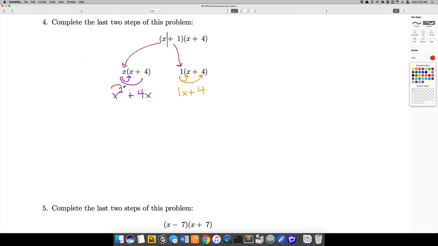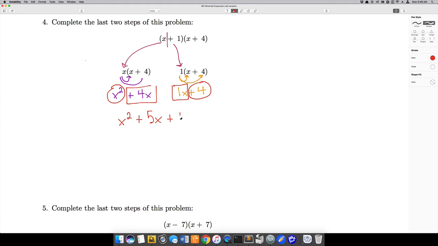So for our final answer, there's only one x squared, so that's just x squared. And then we have a 4x and a 1x, and when we add those together, it gives us 5x's because they're both positive. And then lastly, we have this plus 4, so that just becomes plus 4, and that is your answer for that one.